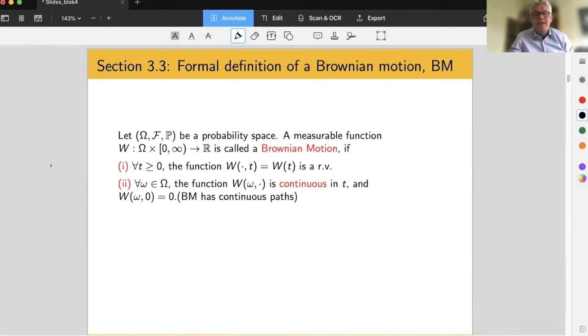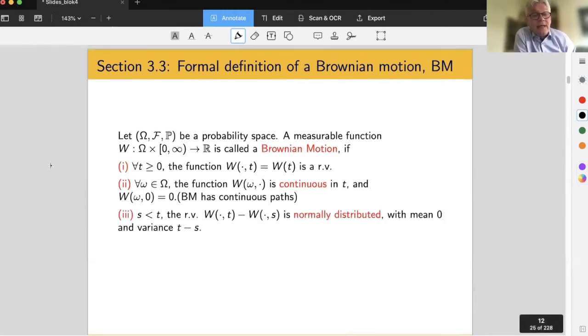Yeah, the third property is about increments, and increments being normally distributed. And we write it as follows. Suppose we have two time instances, s and t, s being less than t. Now the random variable W_t minus W_s, which is an increment of W from s to t, is normally distributed with mean 0 and variance t minus s. So part of the formal definition of Brownian motion is normally distributed increments with mean 0 and variance t minus s.